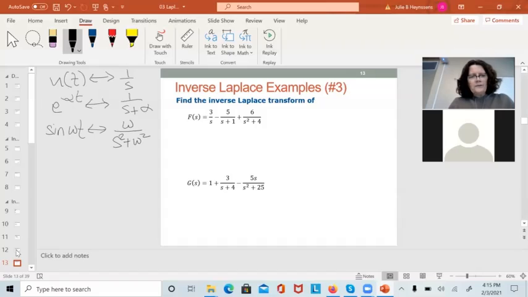1 over s is going to become u of t. So this is 3. And I'm going to leave the u of t off now because I'm going to pull up another rotten trick on you guys. Minus 13 e to the minus 5t.